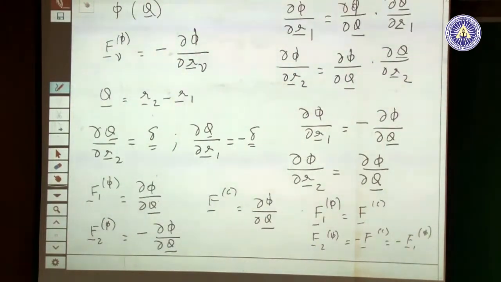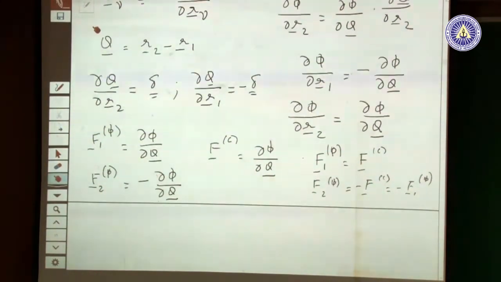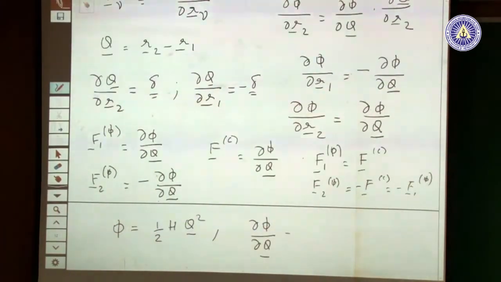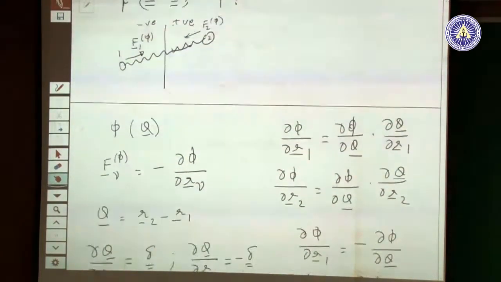Now, shall we look at the simple case where you have a Hookean dumbbell, since we are here? Phi is half H q squared, a quadratic spring. Then del phi over del q is simply H times q, which is what your connector force will be. This is the Hookean spring force with a spring constant H. All this background is for explaining what F1 phi was.